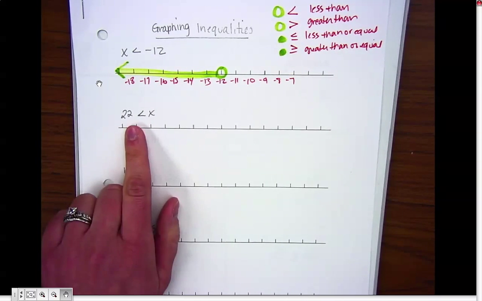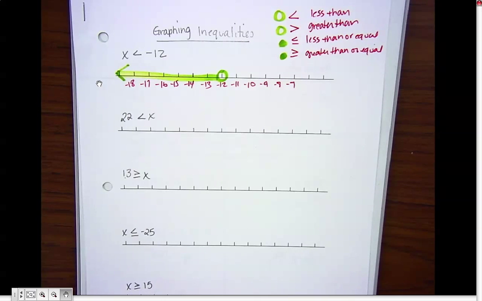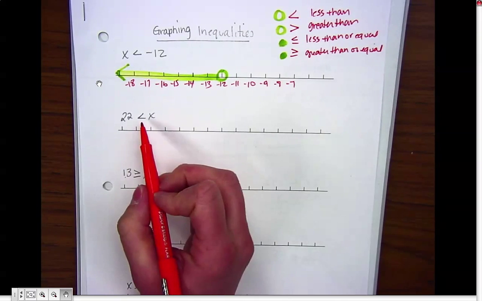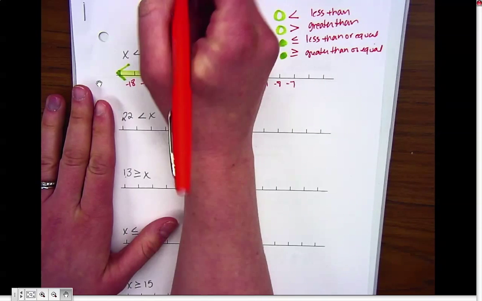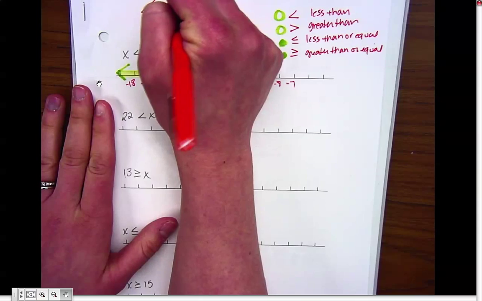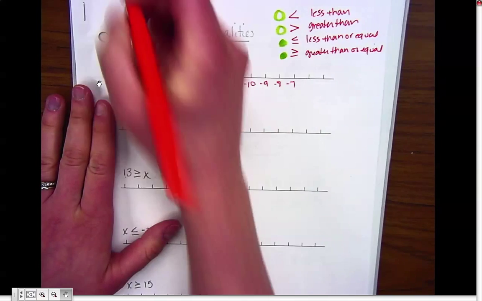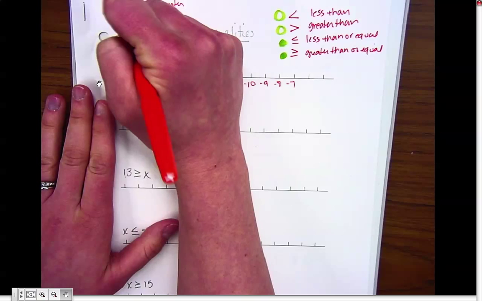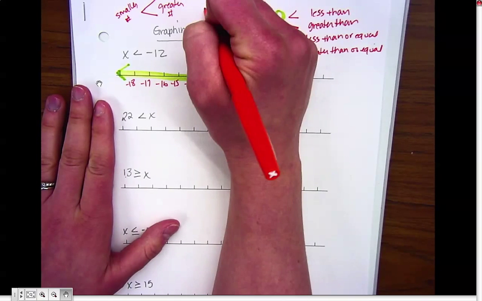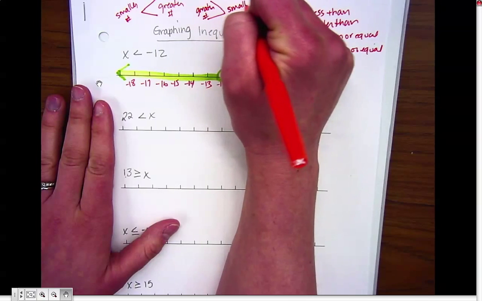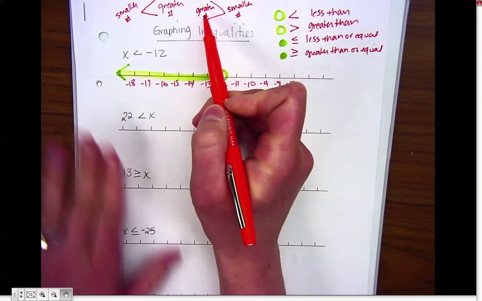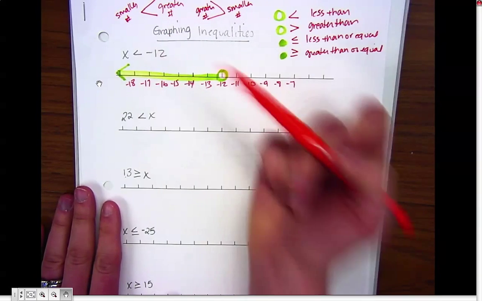My next one says 22 is less than x. So that means 22 is smaller, and x is going to be everything bigger. Remember, your symbol always opens to the bigger side. So this is going to be our greater number, and this is going to be our smaller. And the other way as well, greater number, smaller number. It always opens to the bigger number. It always points to the smaller number.